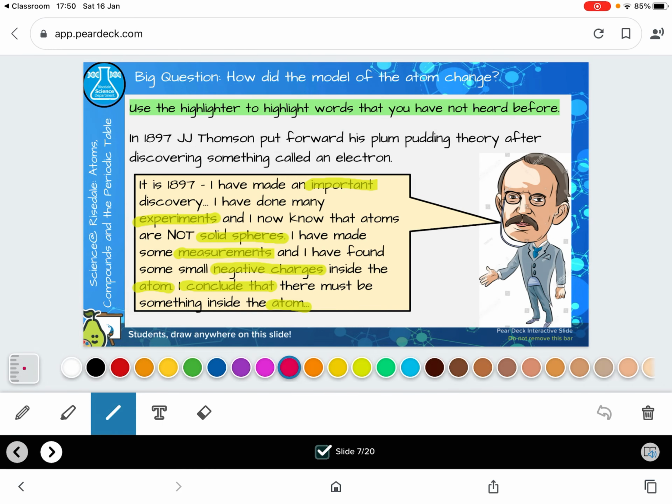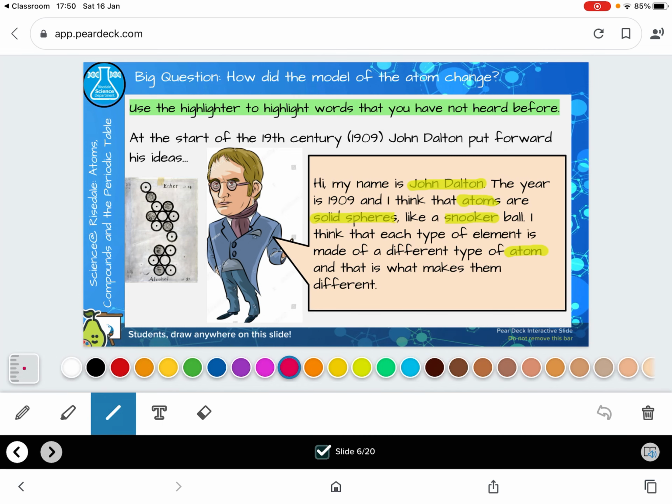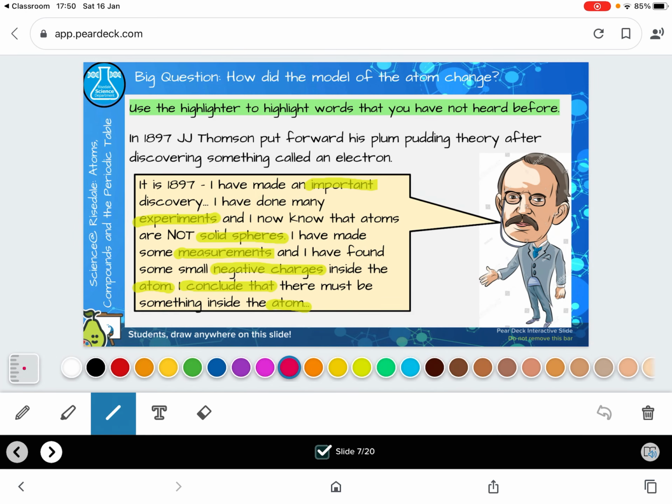The next scientist was J.J. Thompson. And he put forward his plum pudding theory after discovering something called an electron. I'm wondering if I've got these dates muddled up. 1909, 1897. I think I've got those dates muddled up. But the people are important. He made an important discovery that the atoms were not solid spheres. So they were not solid balls. And he made some measurements and he found out that some of them had negative charges.